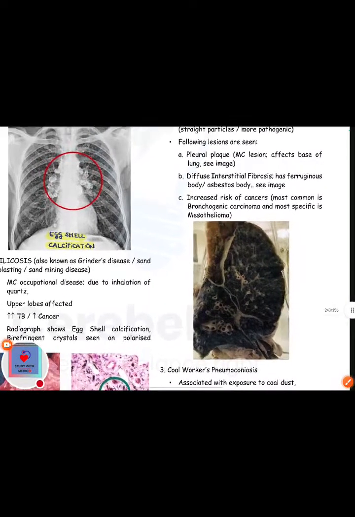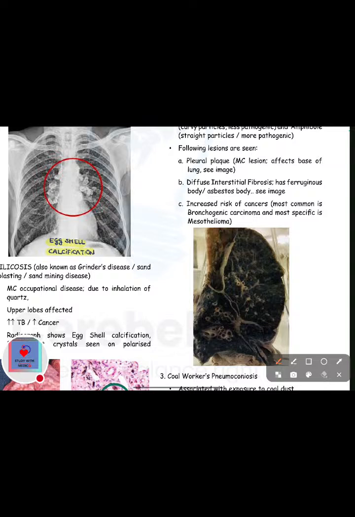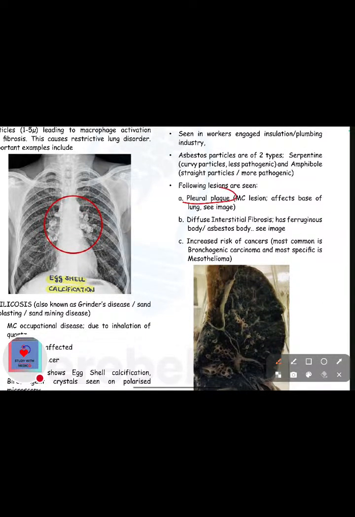Diffuse interstitial fibrosis has ferruginous bodies or asbestos bodies, as you can see in the image. There is an increased risk of cancers: the most common is bronchogenic carcinoma, and the most specific is mesothelioma. So in asbestosis you will see pleural plaque and diffuse interstitial fibrosis with asbestos bodies.